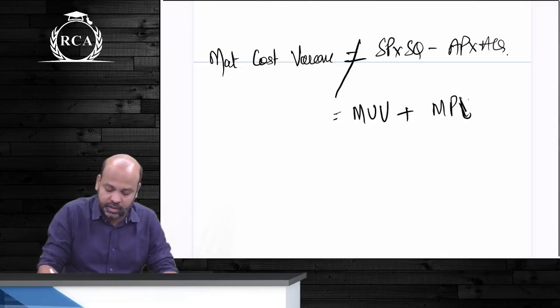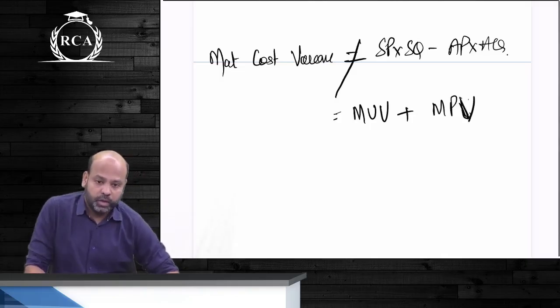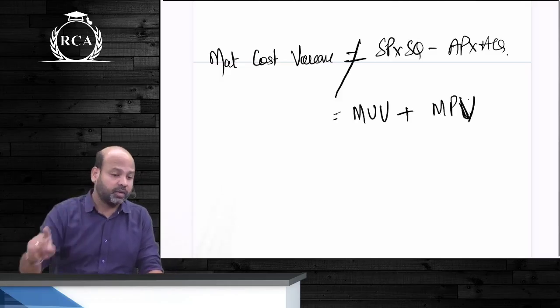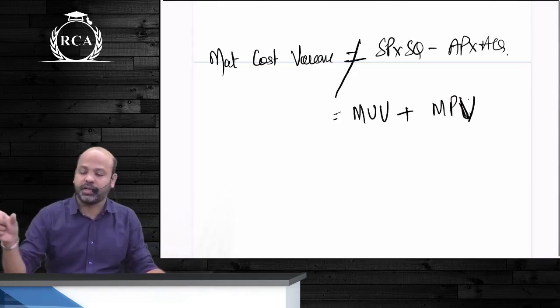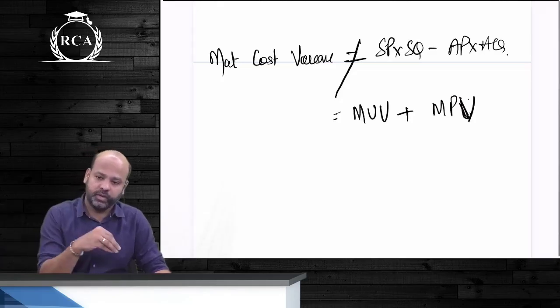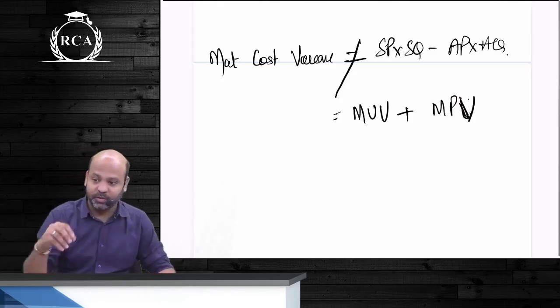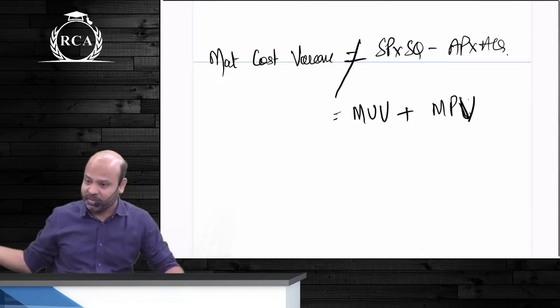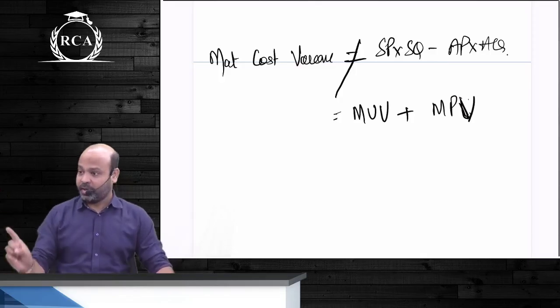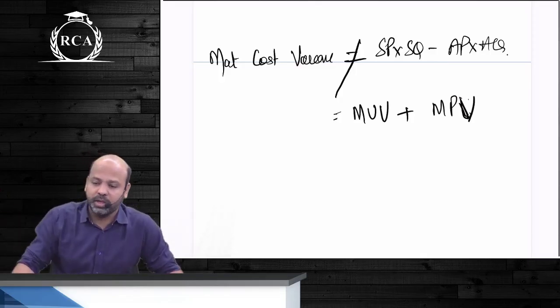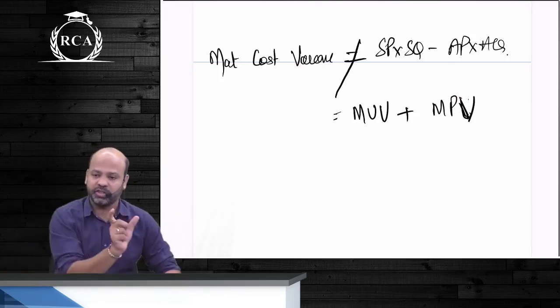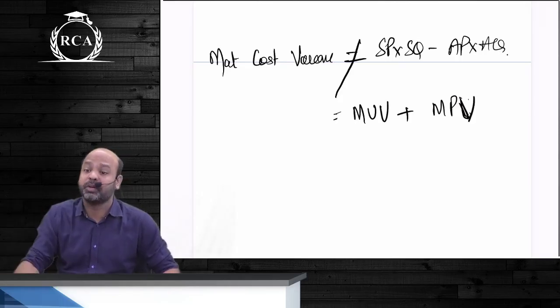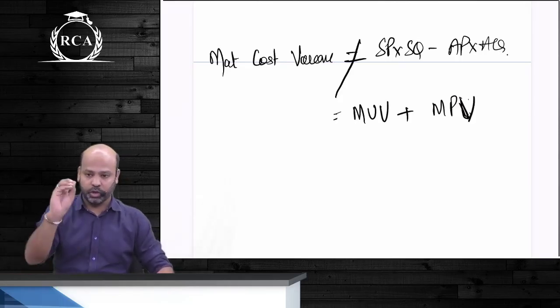Material usage variance and material price variance. You cannot use the formula SPSQ minus APAQ. How will you write material cost variance? By adding usage variance and price variance. We should be happy doing that because you always wanted to do that only. Why are we solving again? But if you use that SPSQ minus APAQ, the answer will come wrong, and it does not even make sense because one part of cost variance is based on consumption, the other part is now based on purchases. That is why you cannot use the formula.